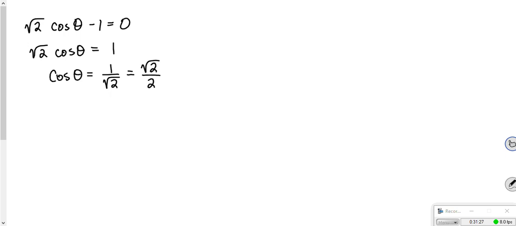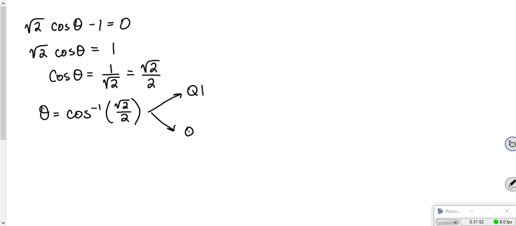Again, that is positive. Okay, so we've got theta equals the inverse cosine of root 2 over 2. And again, cosine is positive. Once again, I feel like a broken record, in the first and fourth quadrant. Okay, so we're going to have 2 different answers. We're going to have quadrant 1 and we're going to have quadrant 4. Now again, if we draw our unit circle here, okay, this is going to be my pi over 4.